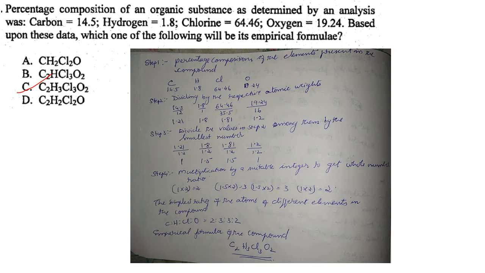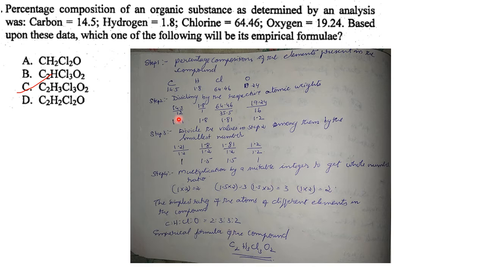So for the calculation of empirical formula we have certain steps. Step one is percentage composition of the elements present in the compound. So we know carbon is 14.5, hydrogen is 1.8, chlorine is 64.46 and oxygen is 19.24. Now we have to divide these values by their atomic weights.